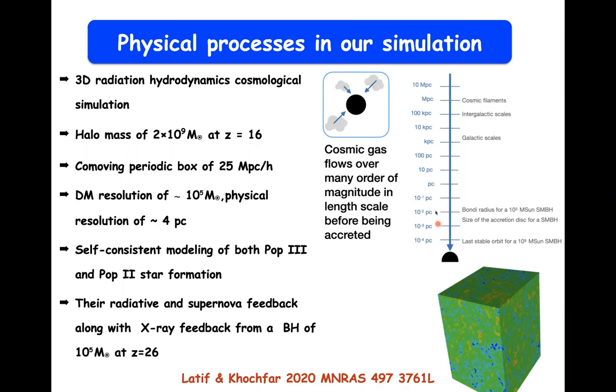What we do differently from most of the studies in the field is that we self-consistently model both Population 3 and Population 2 stars, and we model their radiative and supernova feedback along with X-ray feedback from the accreting black hole, which we insert in the most massive progenitor halo at redshift 26 and follow its growth from redshift 26 down to 16.